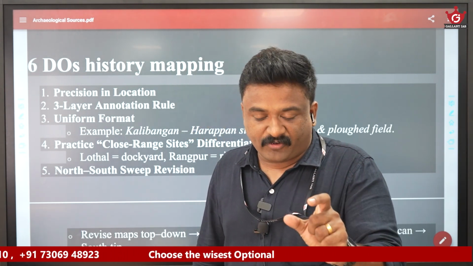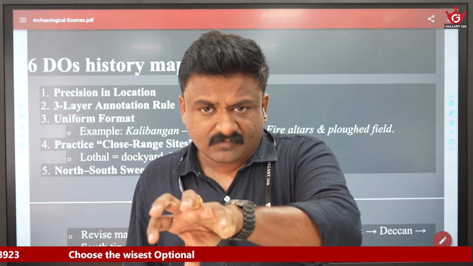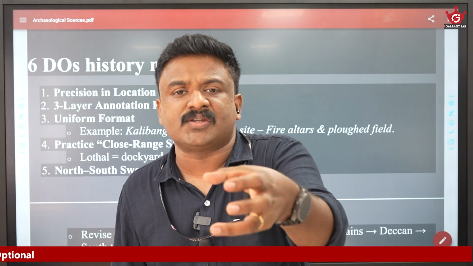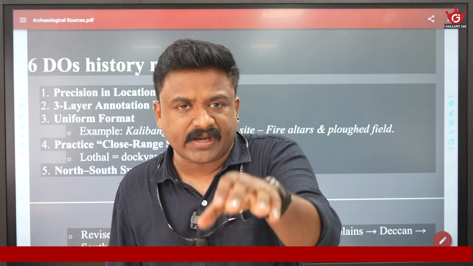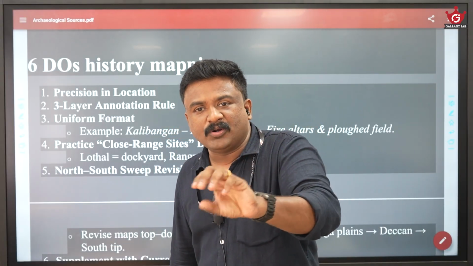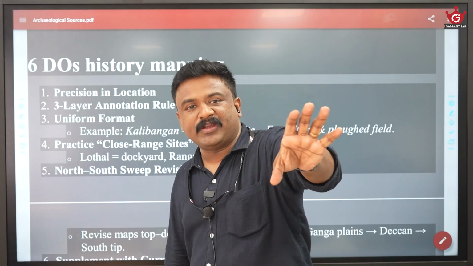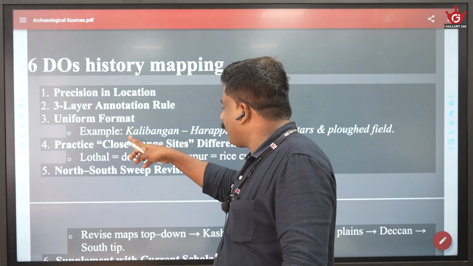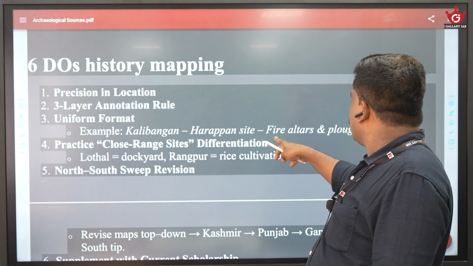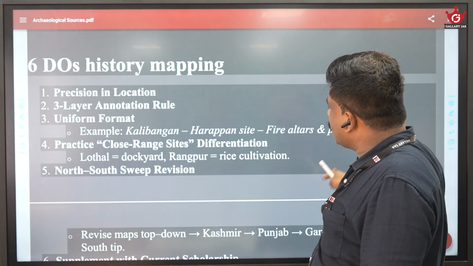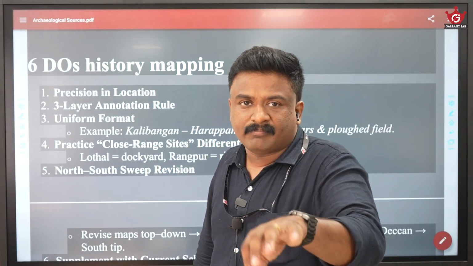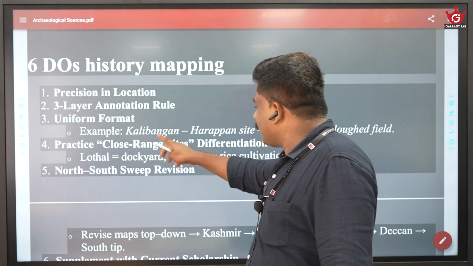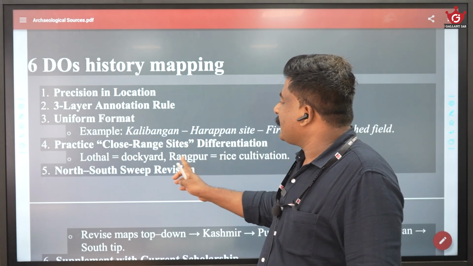Three-layer annotation means, of course, you can say, yes, that particular geographical identity of the site, its significance, or its cultural historical features. Okay, that way precisely in one or two lines you just write down the features. That way you cover, yes, the description part of each site. Maintain a uniform format. For example, Kalibangan Harappan site, discoveries are fire altars, plowed field, or why it is in the news, some recent relevance, if there, just note it down. That way you can prepare the description or annotation for each site.